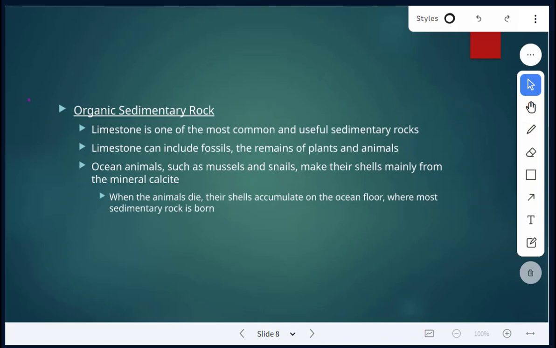Organic sedimentary rock, limestone is one of the most common and useful sedimentary rocks. It can include fossils, which are the remains of plants and animals. Ocean animals like mussels and snails make their shells mainly from this mineral called calcite. When these animals die, their shells accumulate on the ocean floor, and that's where most sedimentary rock is born.